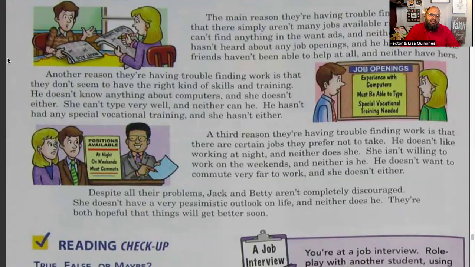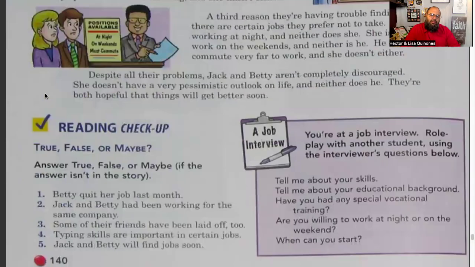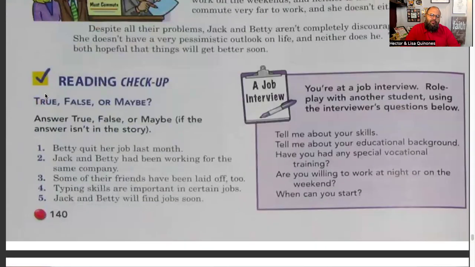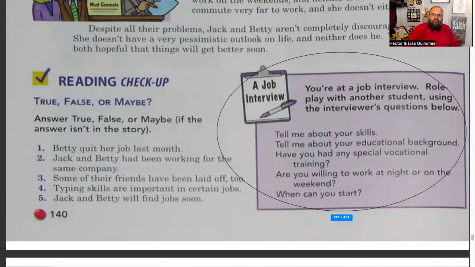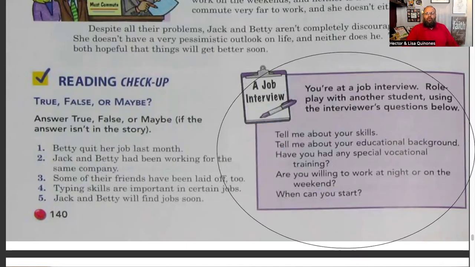Then you have some exercises at the end that you can complete and you can show it to me later. And then you can select this section here where you can do role playing. You could do this with somebody at home. You can write a conversation. You can show it to me later and I could check it for you if you would like.